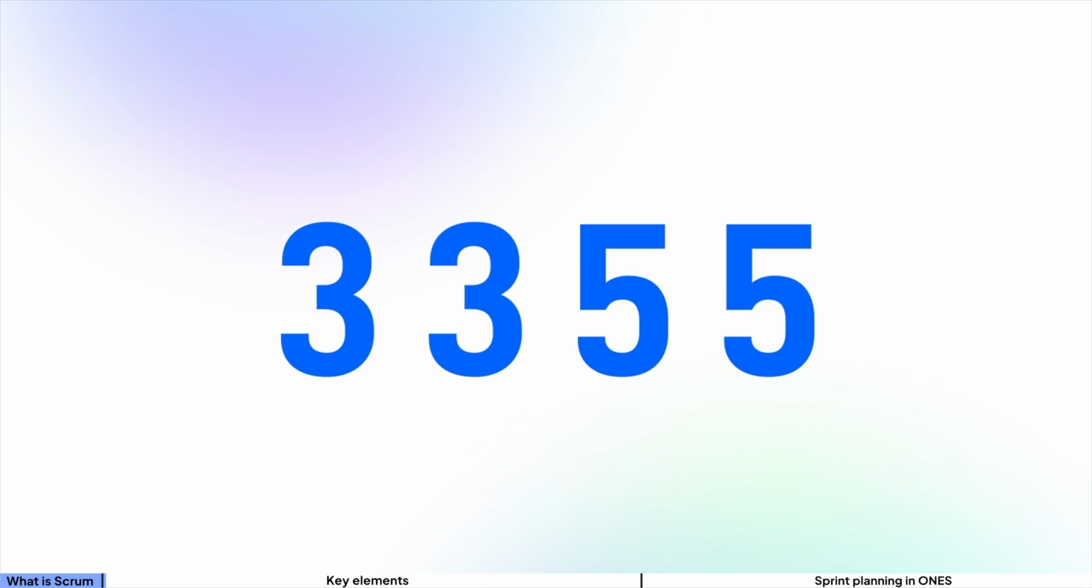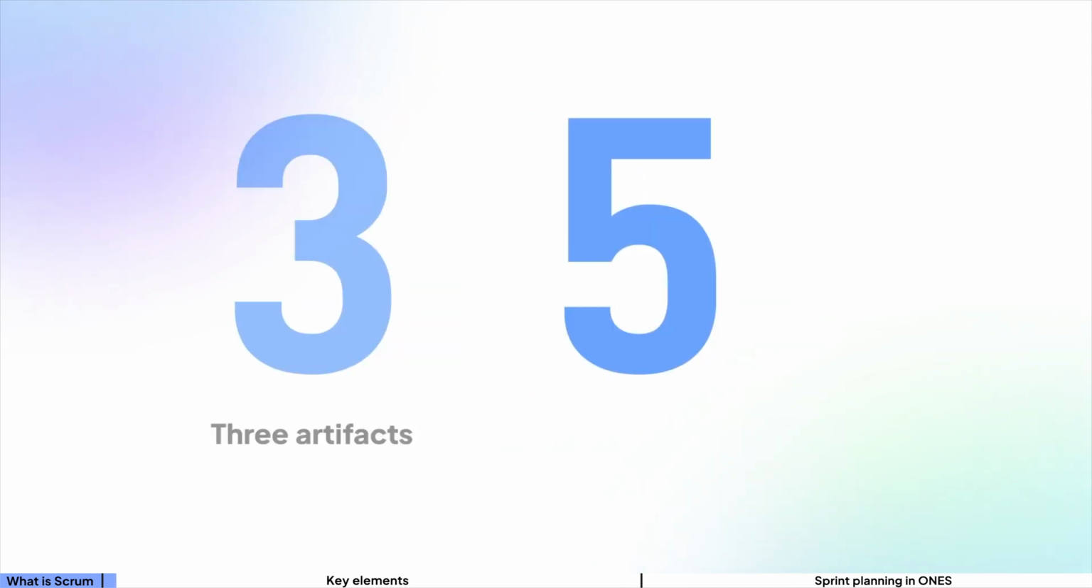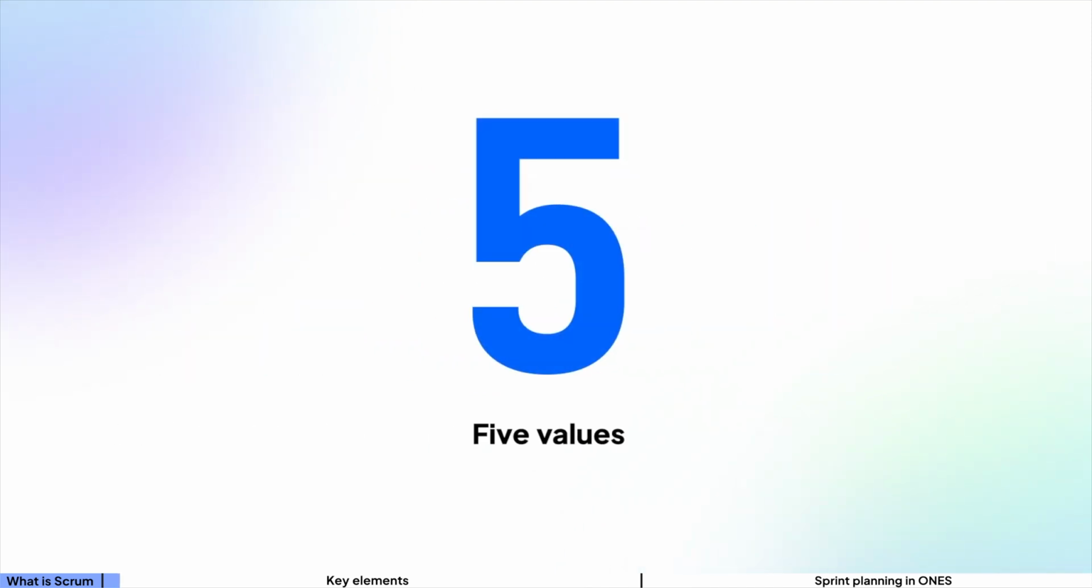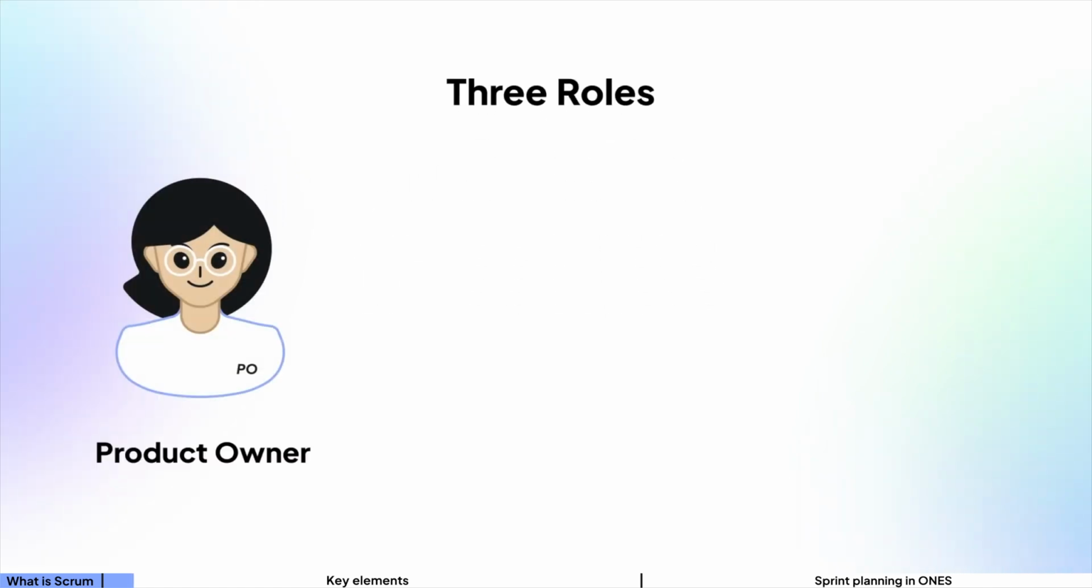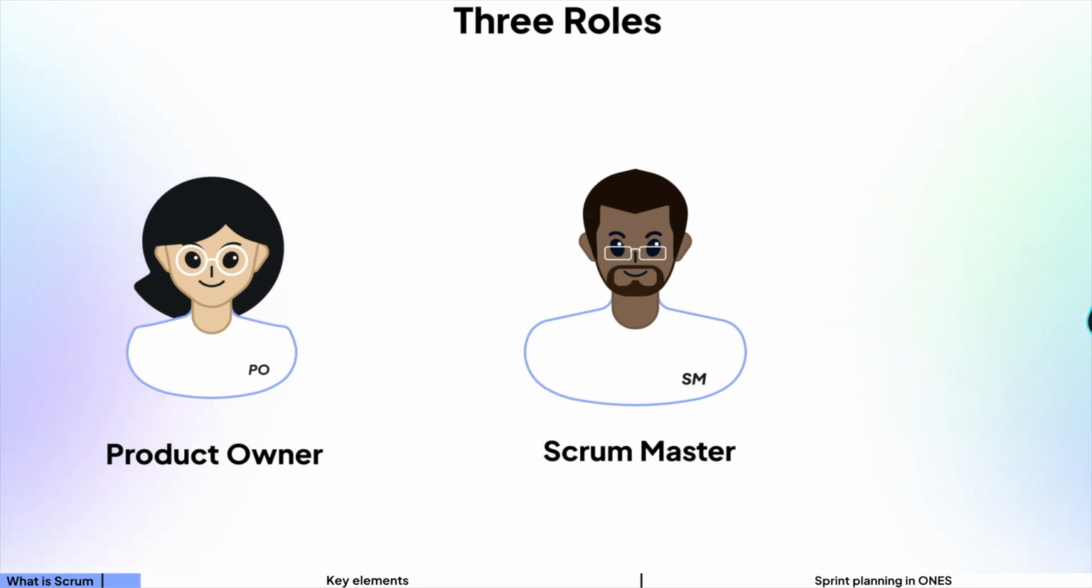There are a few key elements in the Scrum framework. They include 3 roles that take part in 3 artifacts and 5 events, and practice 5 values. Let's have a look at them one by one. First, 3 roles. A Scrum team consists of a product owner, a Scrum master, and a development team.